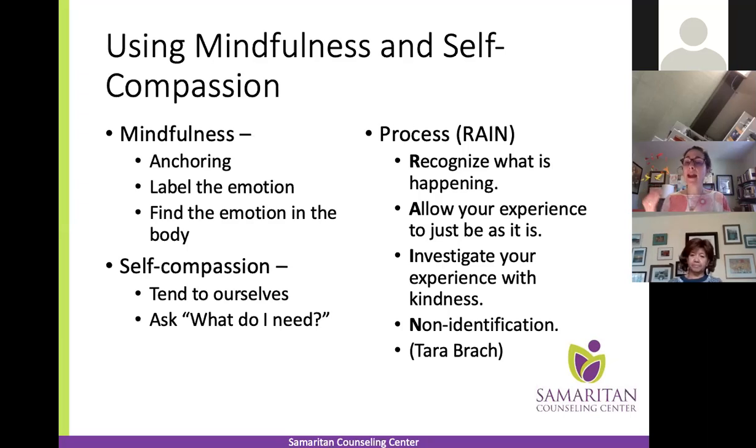So RAIN is a really nice acronym also to remind us to slow things down and to be in that liminal space between the change and the new normal. So we're not so quick to try to simply fix what it is that we're experiencing, because whatever fix we're going to come up with is only fixing with the tools we already know. We don't allow for space and curiosity to learn some new things.